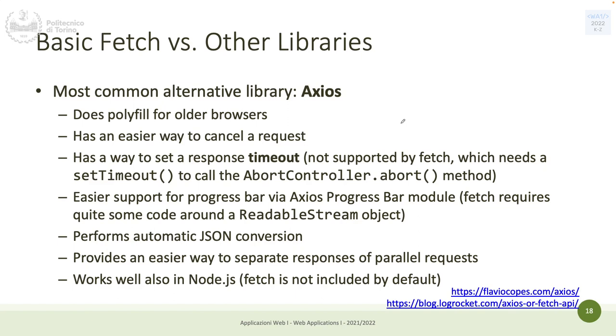It performs automatic JSON conversion. You don't have to call .json like in fetch, but it performs it automatically if you want it, etc. So this is a library that is a more complex version of fetch, if you want to see it, but it's an external library, not standard. The standard way to do HTTP requests in HTML5 is the fetch library. That in our case is more than what we need, but if you want, you can also use it as a more advanced, more sophisticated way of doing HTTP requests and handling responses.